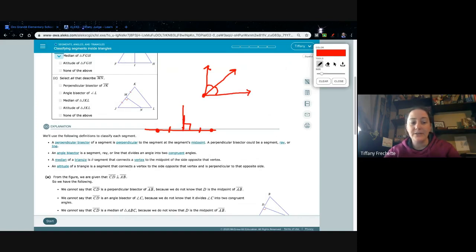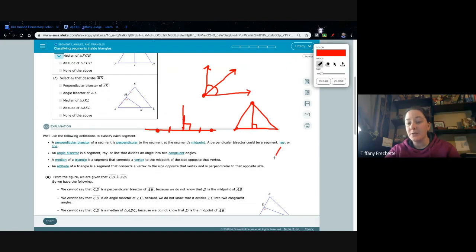All right, a median of a triangle is a segment that connects a vertex to the midpoint of the side opposite that vertex. So if I have a triangle, I'm going to just draw a triangle here. Here's a vertex, and if I want to draw a median, I have to go down, so not straight down. If I go straight down like this, we could call that a perpendicular bisector, but it doesn't look like it cuts it in half. So this is a perpendicular, sorry, not bisector, just a perpendicular line, which we call an altitude. So this is actually an altitude, which is the next one.